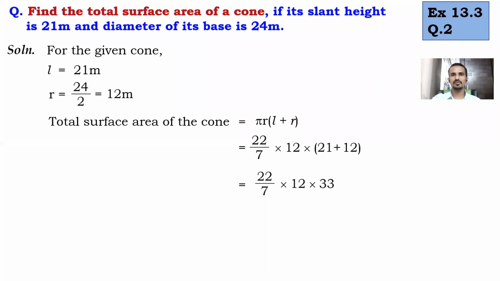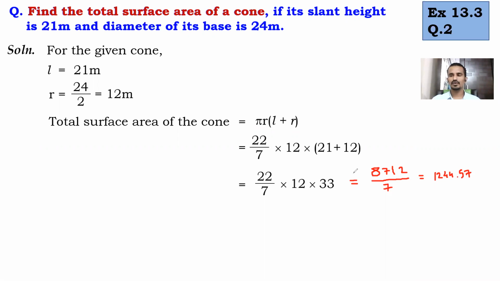See, if you multiply these numbers, you will get 8712. Okay, 8712, and you have to divide it by 7. And when we divide this by 7, we'll get the answer as 1244.57, something like this. This is when you multiply all the numbers.